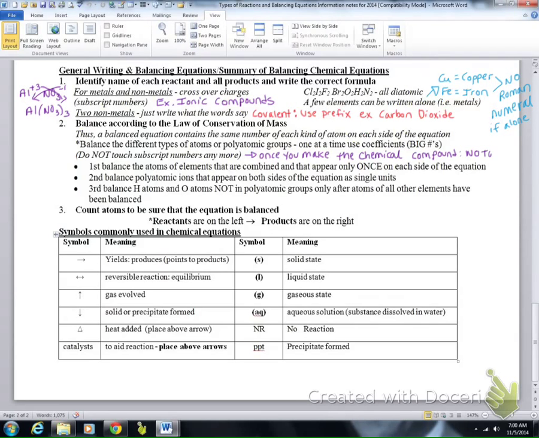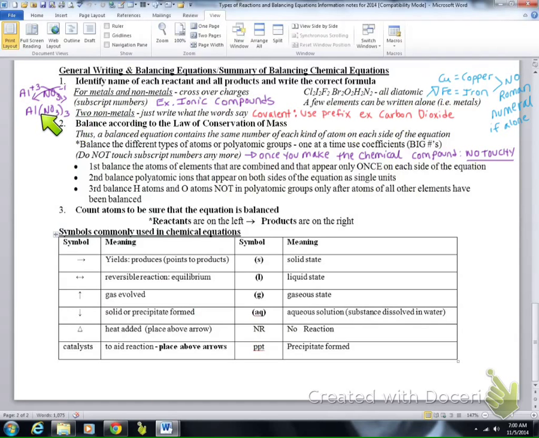And the thing that we need to remember though is that once we make our chemical formulas, we do not touch the subscripts anymore. So remember when I kind of joke with you guys, no touchy, like do not touch those subscripts anymore. So right here, the aluminum nitrate, as soon as you make that, you don't touch the subscripts anymore.